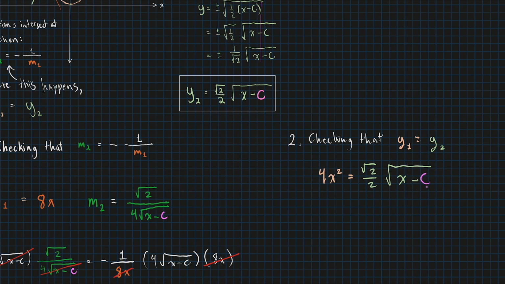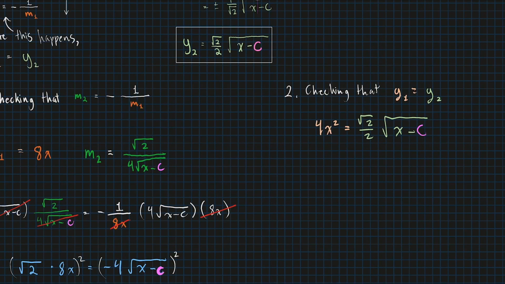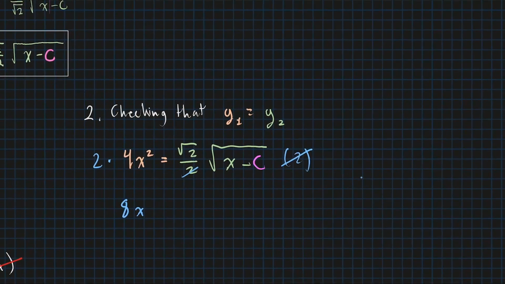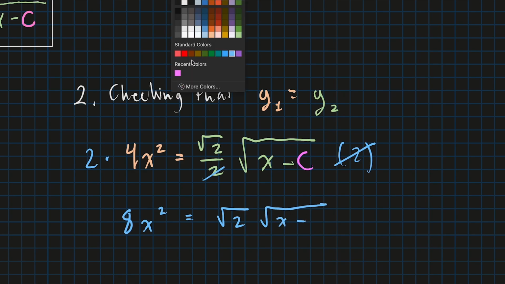Now, let's do the same thing. Let's isolate for our c to make things easier. So the first thing we can do is multiply both sides by 2. I would say that's the easiest thing that we can do right now. Let's make it blue again. So if we multiply both sides by 2, we get this 2 and this 2 canceling out, and 2 times 4 is, of course, 8. So we get 8x squared. And on the right, we have the square root of 2 times the square root of x minus c.